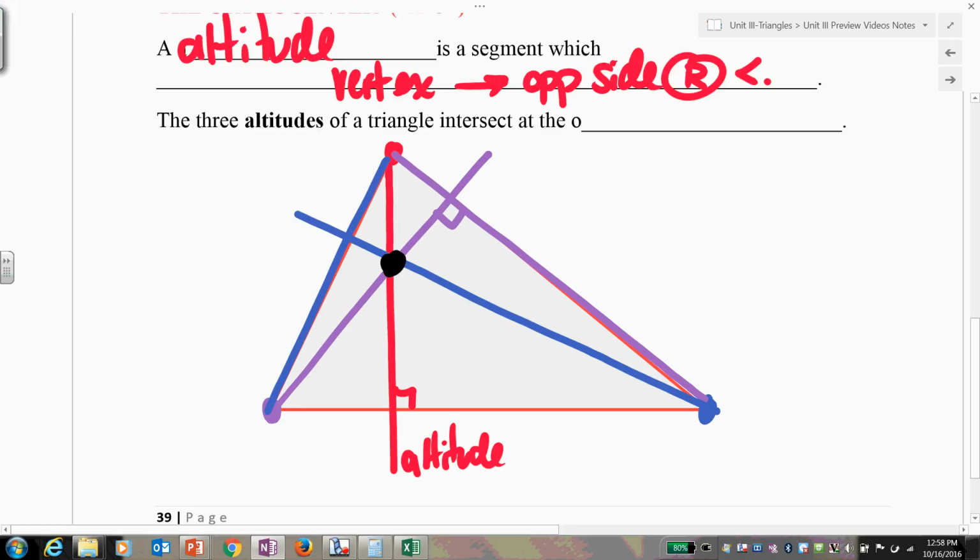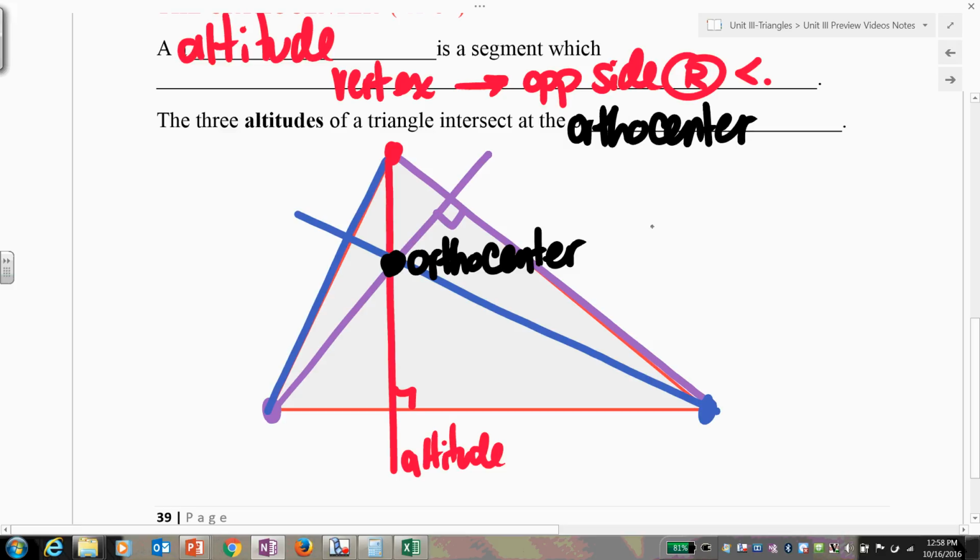The altitudes are going to cross at a certain point called the orthocenter. Orthocenter. Think AO. The altitudes cross at the orthocenter.